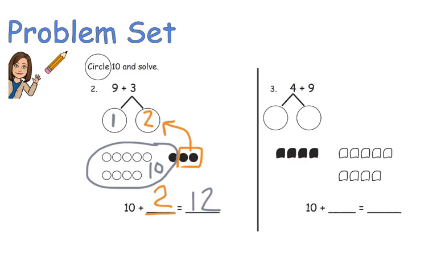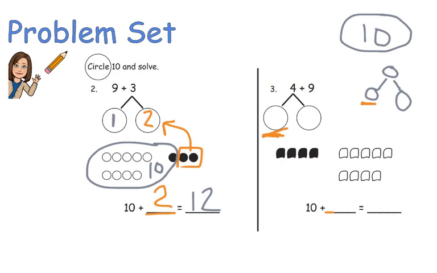So I'll go over the steps with you, but I want you to do number 3 by yourself. So step number 1 is to circle 10. Then you're going to do your number bond. And your part here is what's going to be what you add on. Okay? So I want you to pause your video and do number 3.